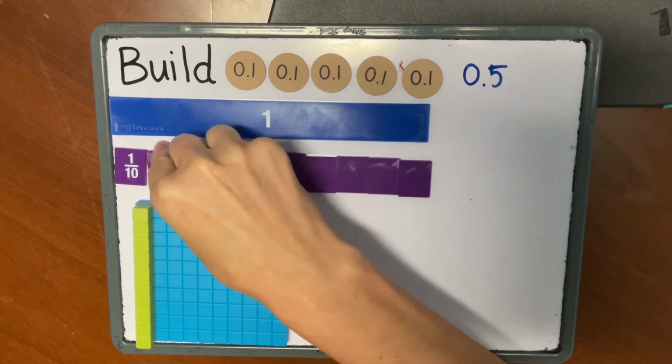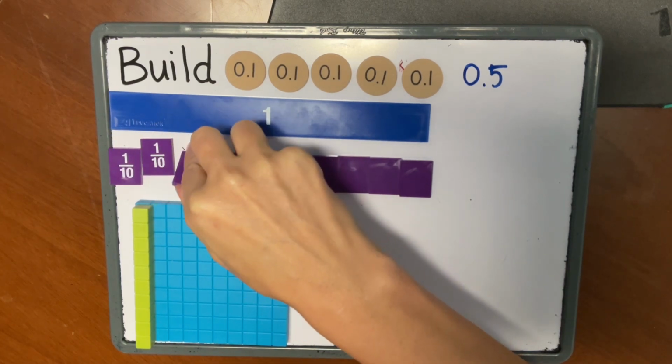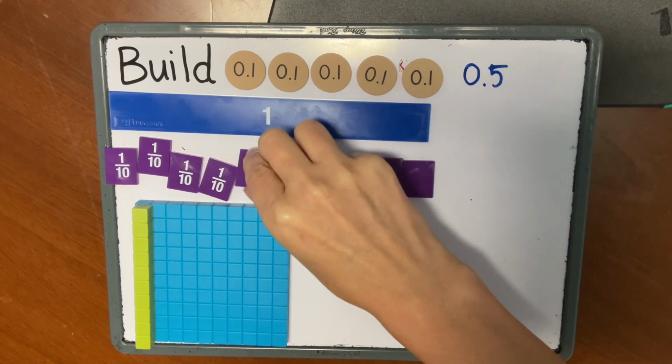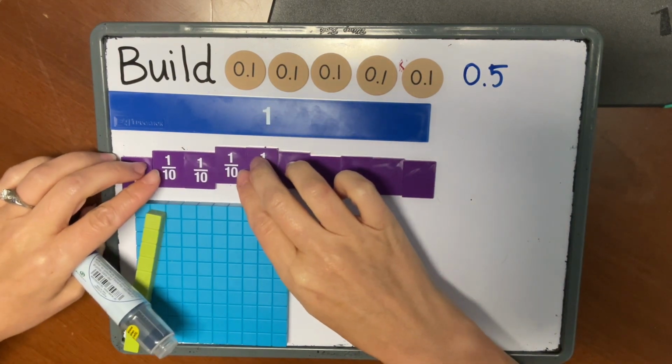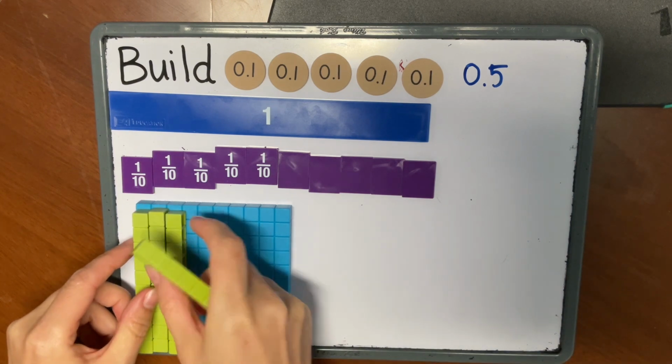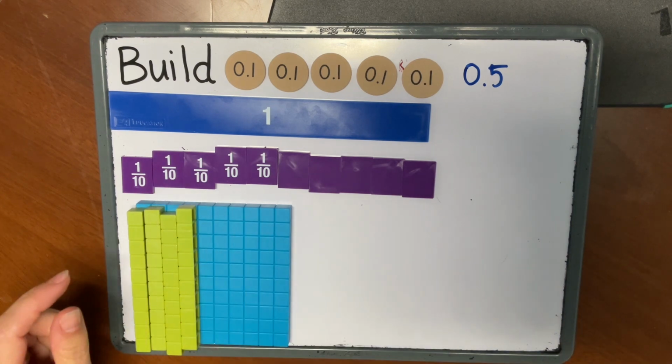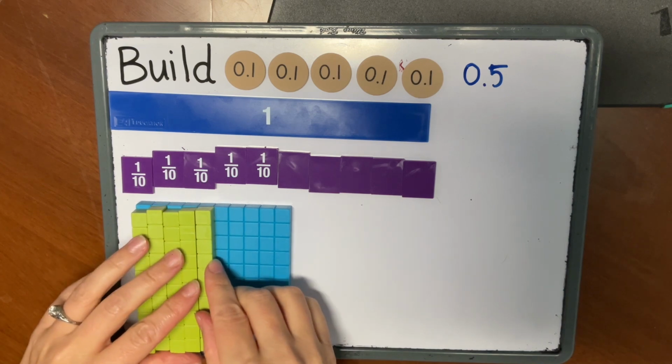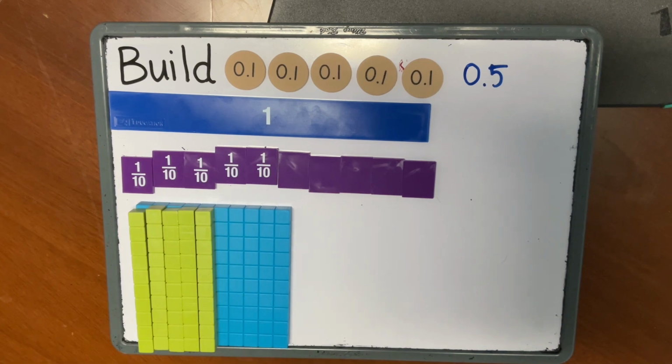Well, before I had 1/10, so this time I just need 5 of those tenths to show, and I do the same thing with my base 10 blocks. I do 5/10.